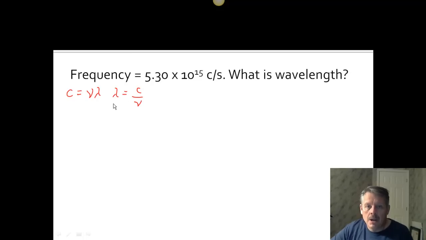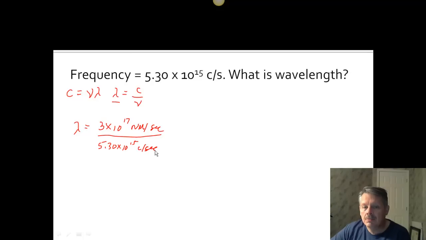So when I come up with wavelength, I'm going to choose to do it in nanometers because I tend to like nanometers. So the wavelength is equal to the speed of light, which is 3 times 10 to the 17th nanometers per second. And my frequency is 5.30 times 10 to the 15th cycles per second. My per seconds cancel, so I'm going to be left with nanometers, which is wavelength.